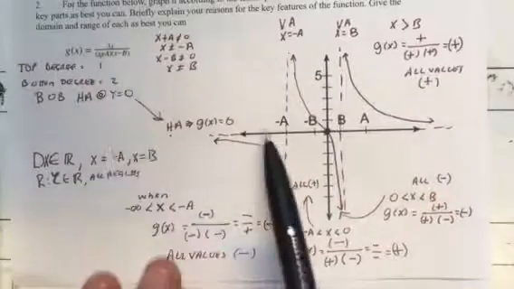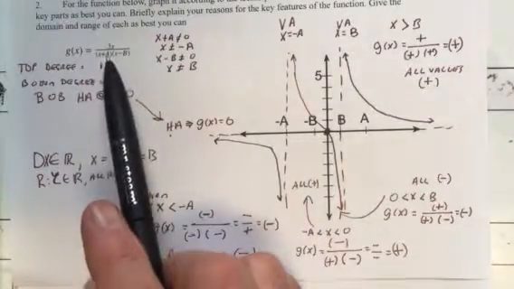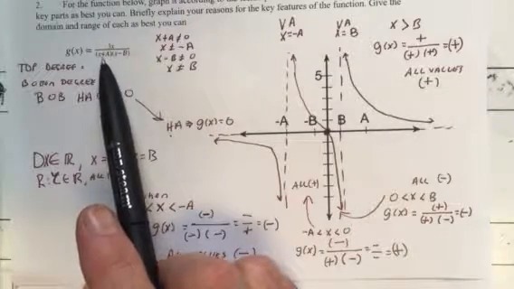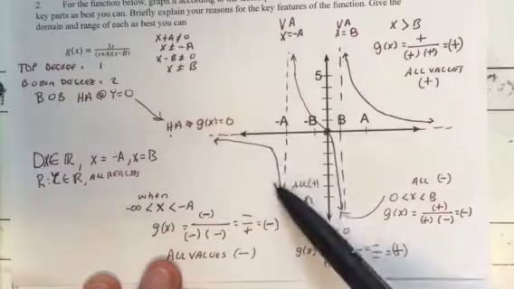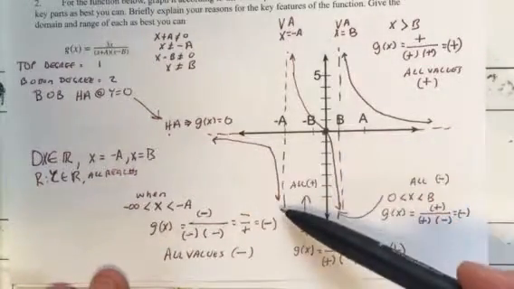Our last case is a number that's more negative than A. So when I add positive A to a number that's bigger than A and is negative, this is negative, and the whole thing blips over again. Okay? So that one we know is zooming towards negative infinity.